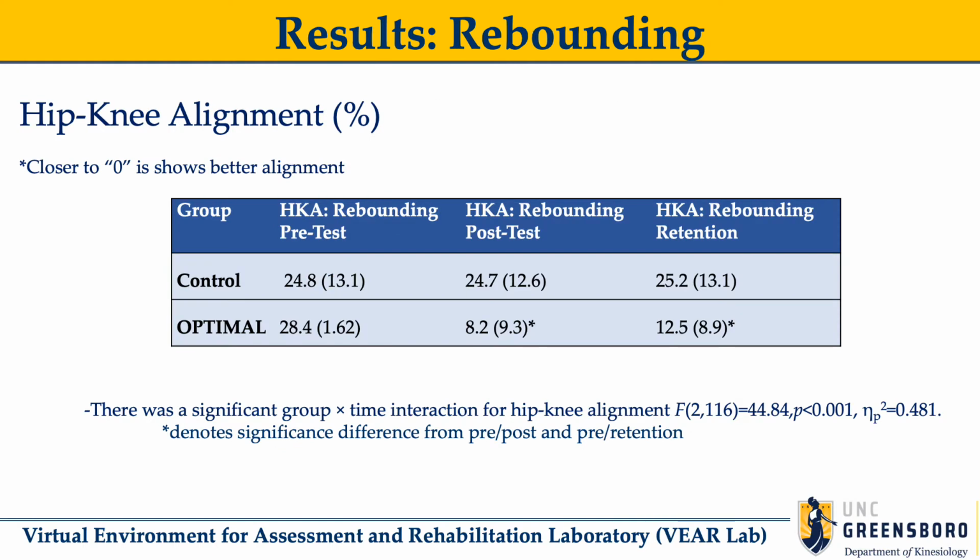For our main task of rebounding, we found that there was a significant group by time interaction for hip-knee alignment from pre to post and pre to retention. As you can see in our table, our pretest values were fairly similar, but the post-test and retention results for the optimal group were significantly lower, while the control group stayed relatively the same.